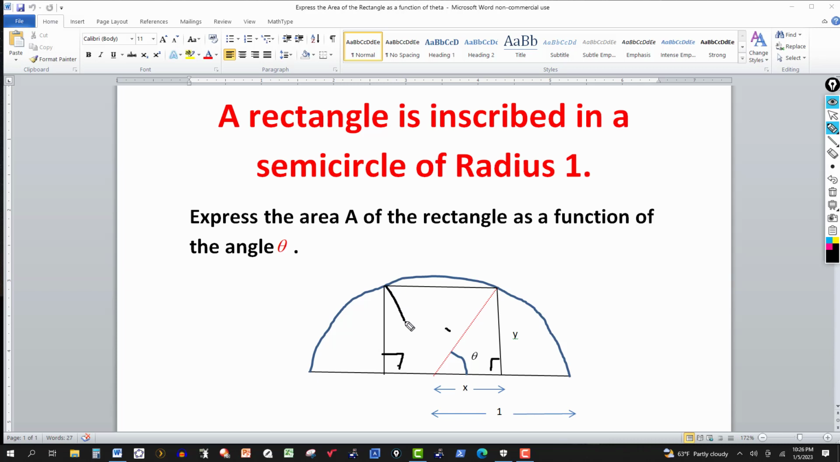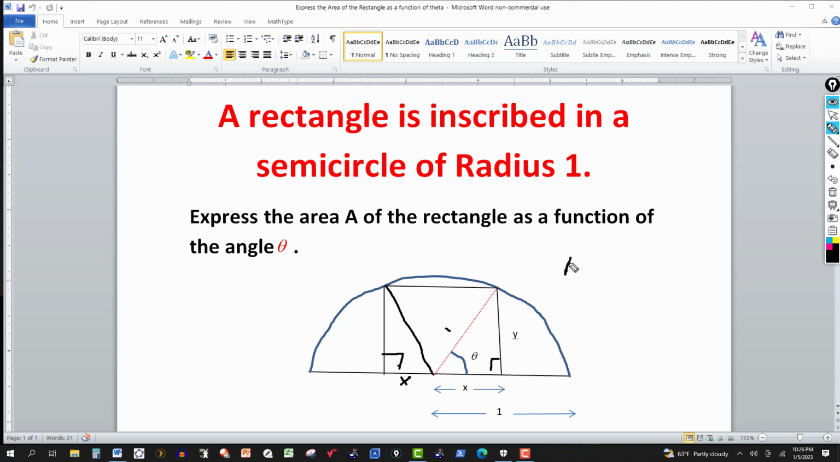I could construct another hypotenuse here, and this side of the triangle and this side over here would be the same measure. Opposite sides of a rectangle are congruent. They have one common angle, and because of the symmetry, this is x here, these are congruent triangles. So I can label this as x also.